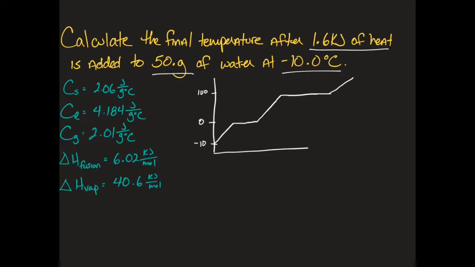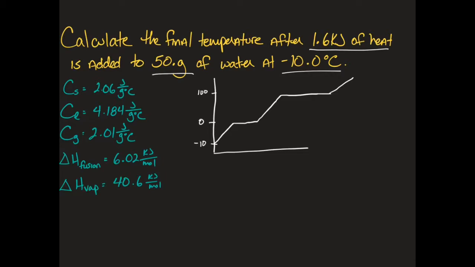anywhere sloped, we can calculate the heat by doing Q equals MC delta T. And anywhere flat, the heat, Q, is equal to n, the number of moles, times the enthalpy of the phase change. So that's the heat of fusion here, because it's melting, and the heat of vaporization here, because it's boiling. And so we have to take that into account as we're doing this calculation.